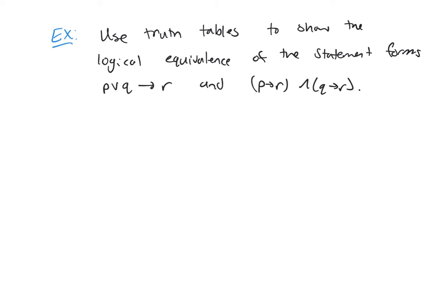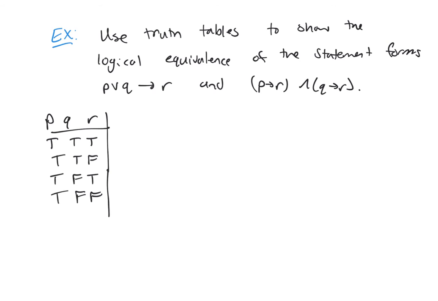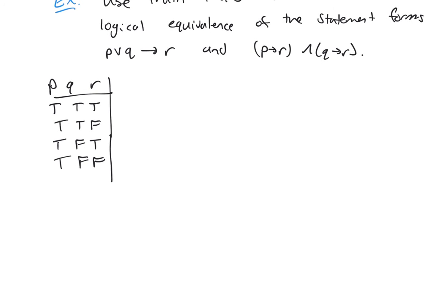So let's start to make our truth table. How many variables do you have? You have P, you have Q, and you have R. So you have 3 variables, which means you're going to have 8 rows in your truth table. So true, true, true, true, true, false. Then you're going to change Q: true, false, true, true, false, false. And then you're going to repeat these 4 rows, but you're going to change P to be false. So false, true, true, false, true, false, false, false, true, and false, false, false.